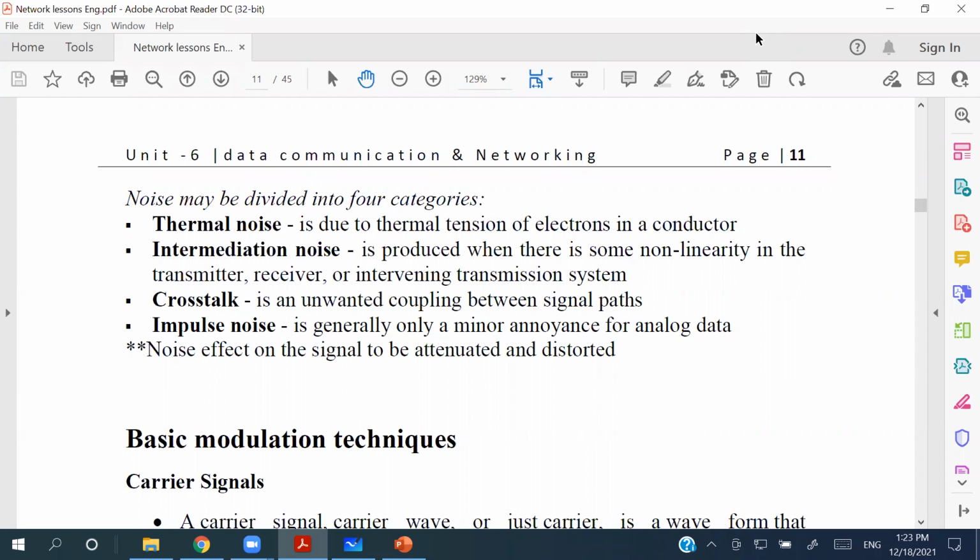Right? So that's what we call the thermal agitation of the electrons. Due to this agitation, it generates heat. That heat can generate a noise. That is what we call thermal noise. And intermodulation noise, as it says, is produced when there is some non-linearity in the transmitter, receiver, or intervening transmission system.